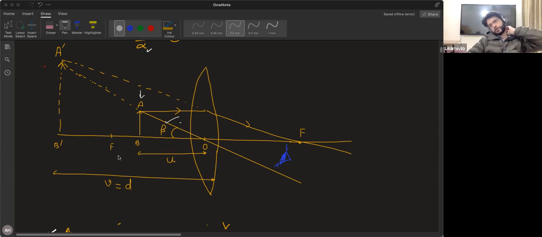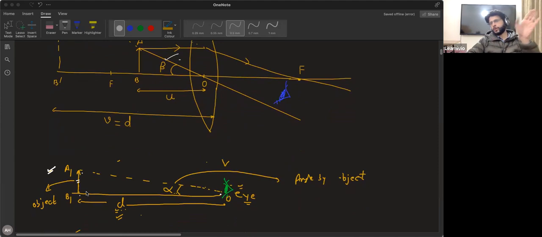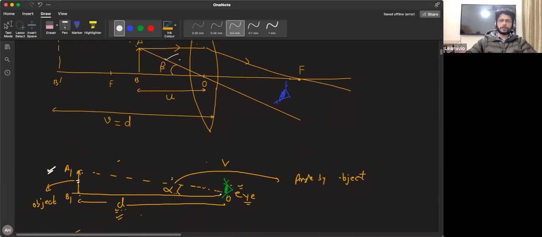Fine. So the next is: object distance is u, image distance is d. Draw this one also. This is your object without the lens. So magnification is basically the ratio of this angle alpha and this angle beta.